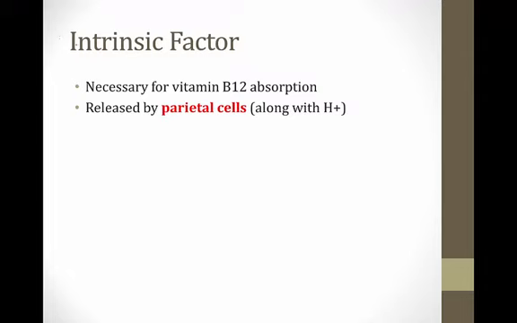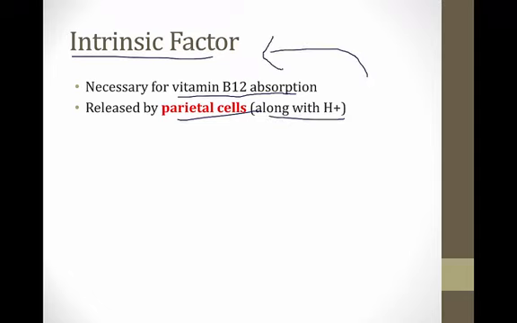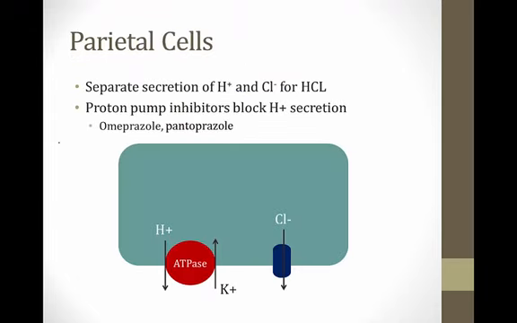I won't talk about this in detail, but in addition to their role in producing acid, the parietal cells also produce intrinsic factor. This is necessary for vitamin B12 absorption. It's released by the parietal cells along with H+. I talk about this in much more detail in the modules on B12 deficiency. So now let's zoom in on one of those parietal cells and talk in detail about the physiology that's occurring to generate all that acid in the stomach.